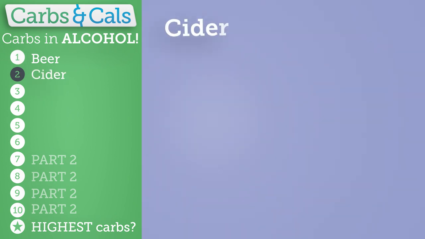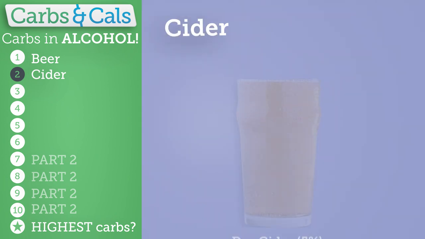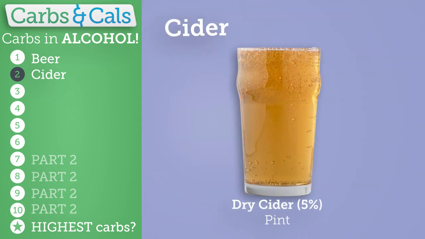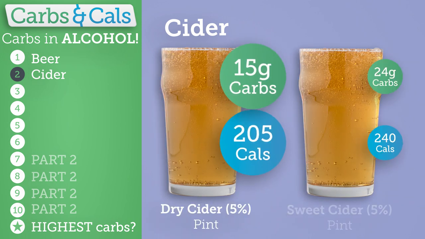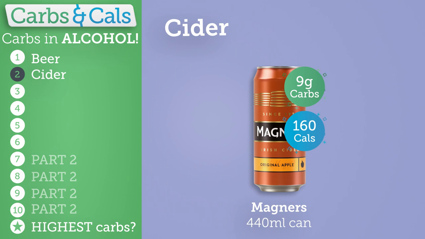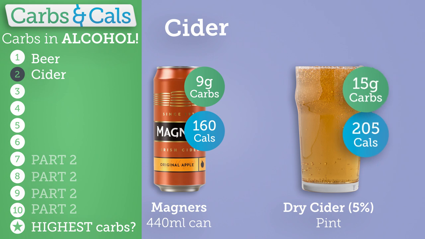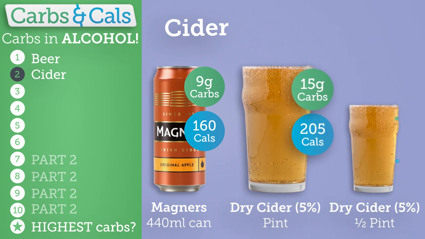When it comes to cider, there are many options with a range of flavors and varying alcohol content. Dry cider contains less sugar and therefore fewer carbs than sweet cider. Let's start with pints, which have 15 to 25 grams of carbs and 200 to 240 calories. Cider also often comes in 330 or 440 ml cans. Opt for these smaller portions instead of a pint if you are limiting carbs or calories. This 440 ml can has 9 grams of carbs and 160 calories, and half a pint of dry cider has even less.